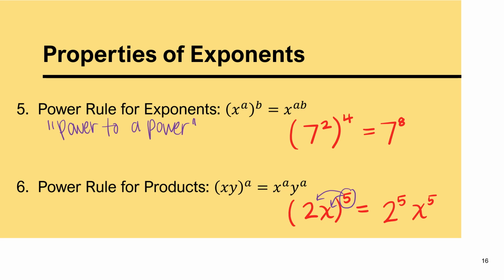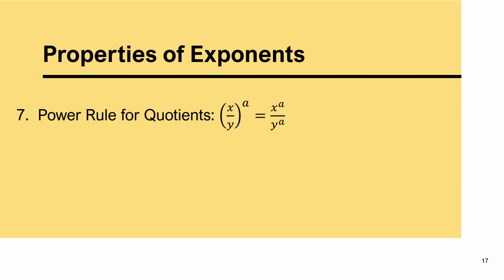2 to the 5th. Yes, it is 32. All right, and then our last property, very similar to property number 6, and it just says that if you have a fraction that's being raised to a power, you got to make sure and distribute that power to the numerator and to the denominator.